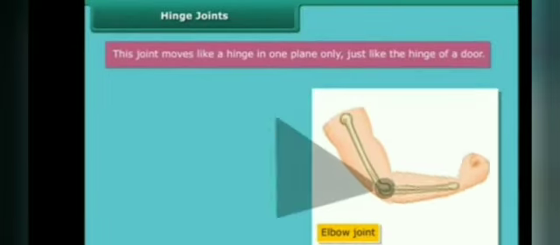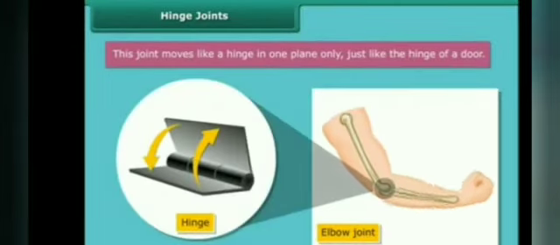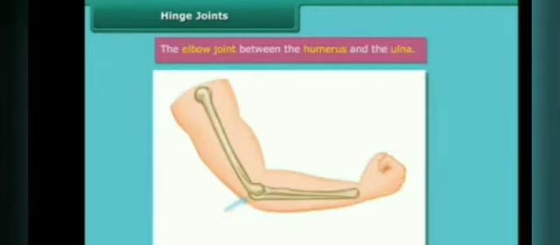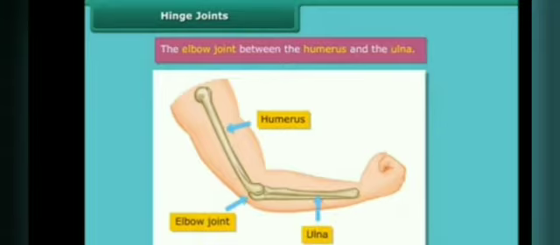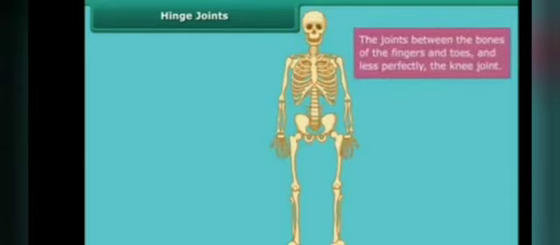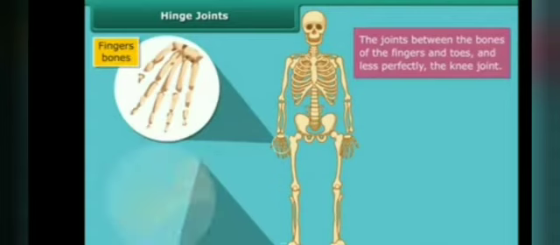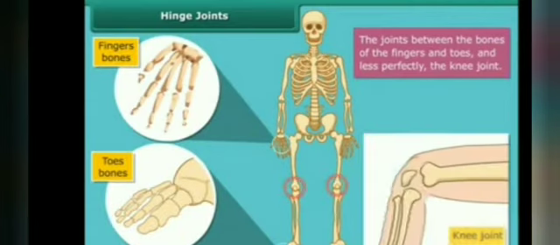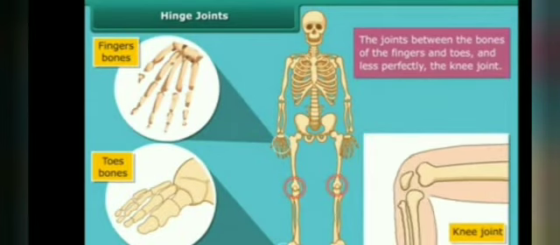Next joint is the hinge joint. This joint moves like a hinge in one plane only, just like the hinge of a door. The elbow joint between the humerus and the ulna, joints between the bones of the fingers, toe bones, and knee joints. All these are hinge joints. Understand? This is about hinge joints.